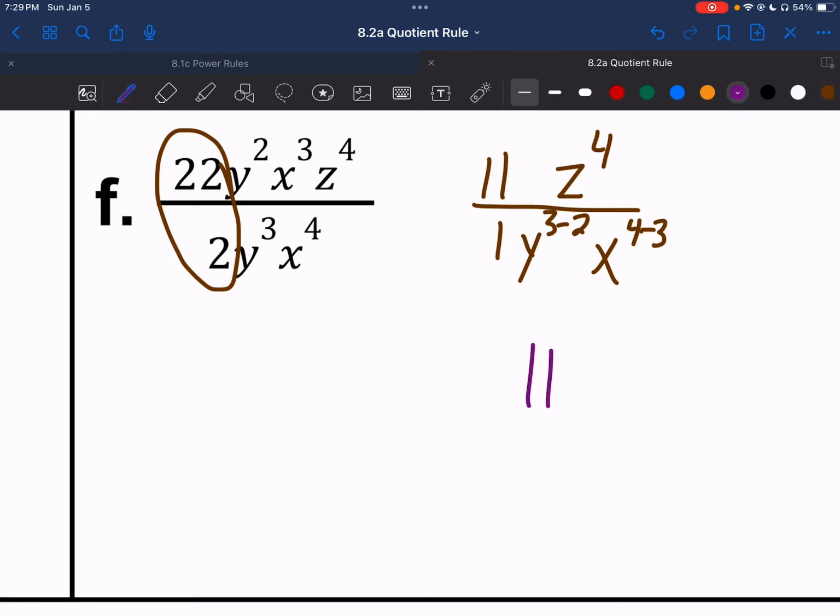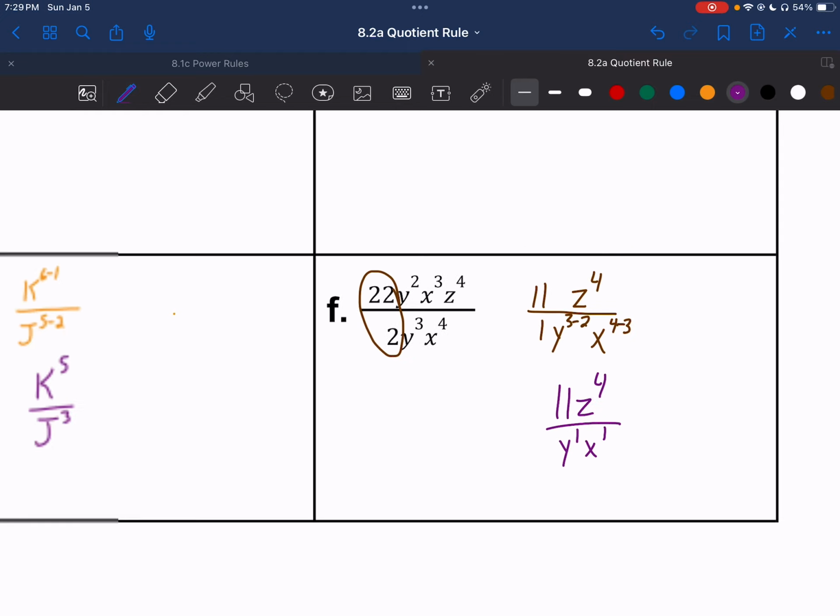So we have 11z to the 4th in my numerator. The 1 we can just ignore because it's just a coefficient of 1. y, 3 minus 2 is 1. And x, 4 minus 3 is 1. So you have 11z to the 4th over yx, or xy.